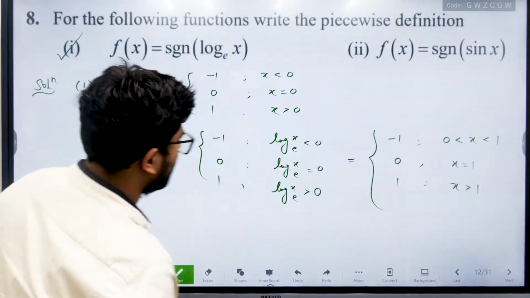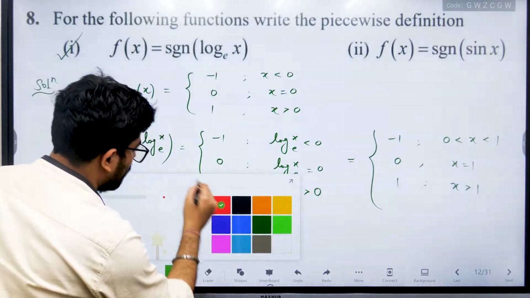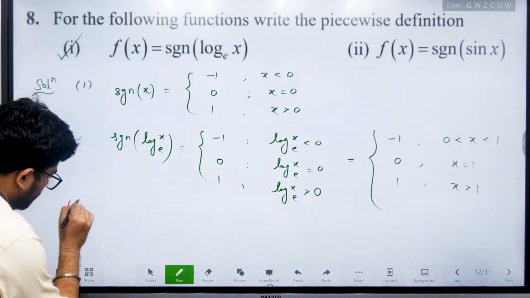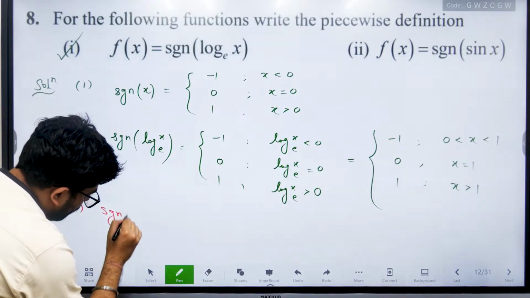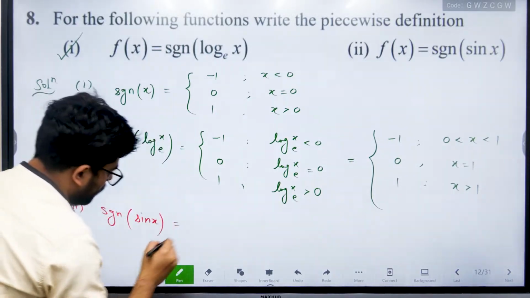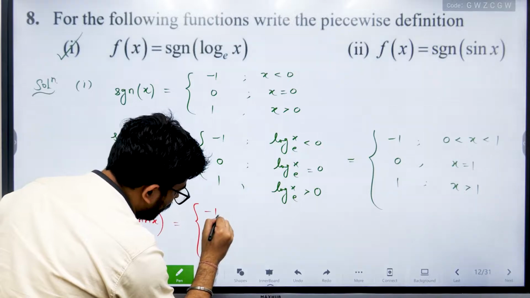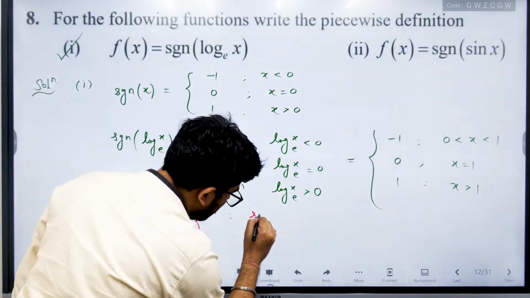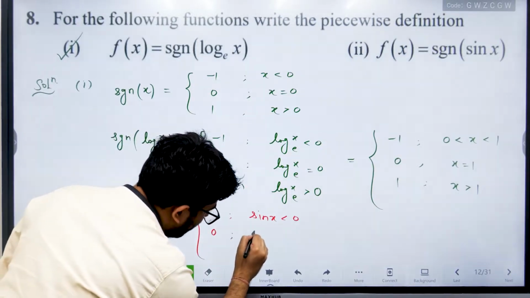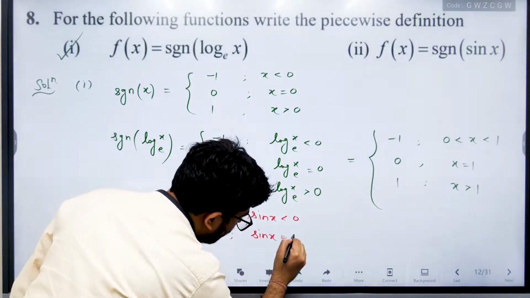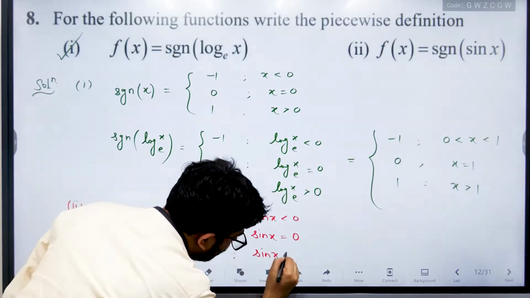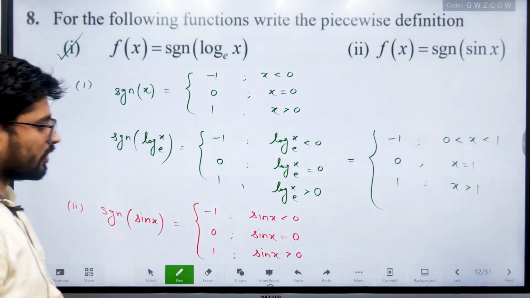Second is what? Second is signum of sin x. So if you observe, you can say this is minus 1 whenever sin x is negative. This is 0 whenever sin x is 0. And this is 1 whenever sin x is positive. Okay.